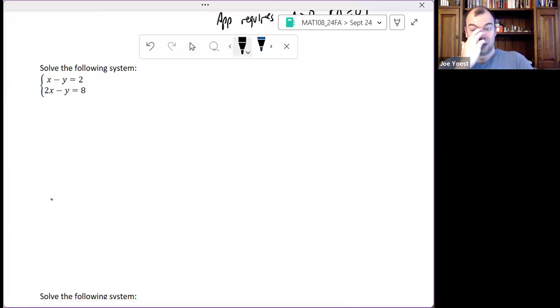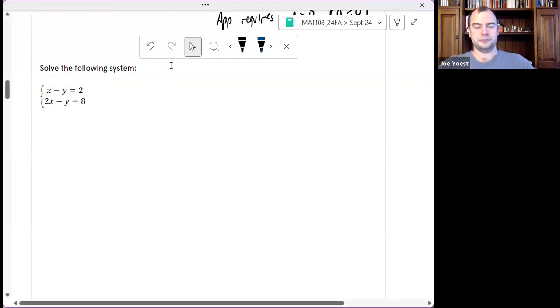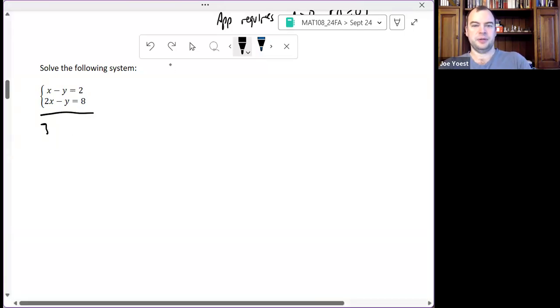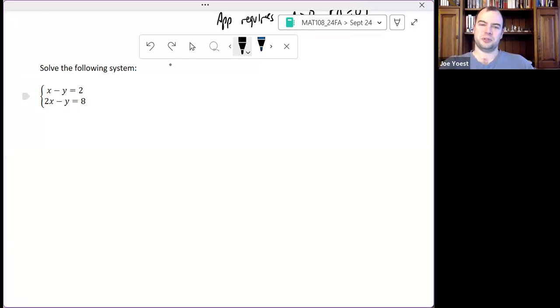But I see that this is set up pretty nicely to use the addition method. If I add these two together right away, what do I get? I get 3x minus 2y equals 10. That doesn't quite get me what I want. The problem is that minus y plus minus y, they don't go away when I add them together. But I'm almost there, right? I could think of subtracting instead of adding. That would be mathematically valid. But if we try to just subtract in our heads, that's pretty error prone.